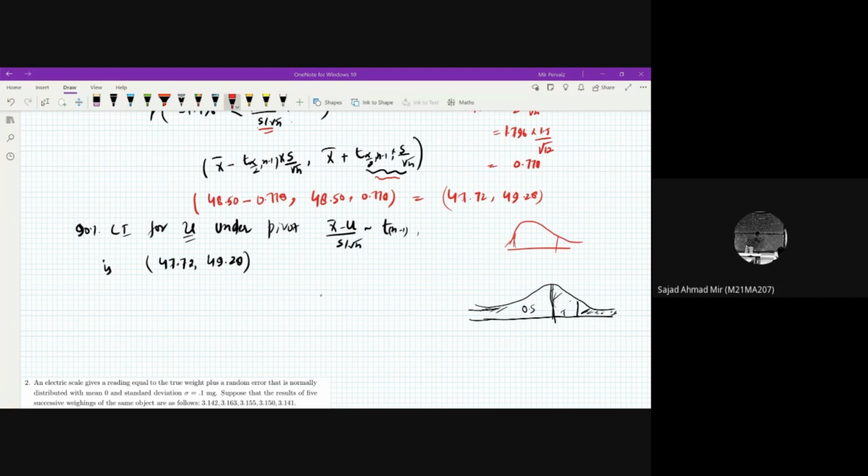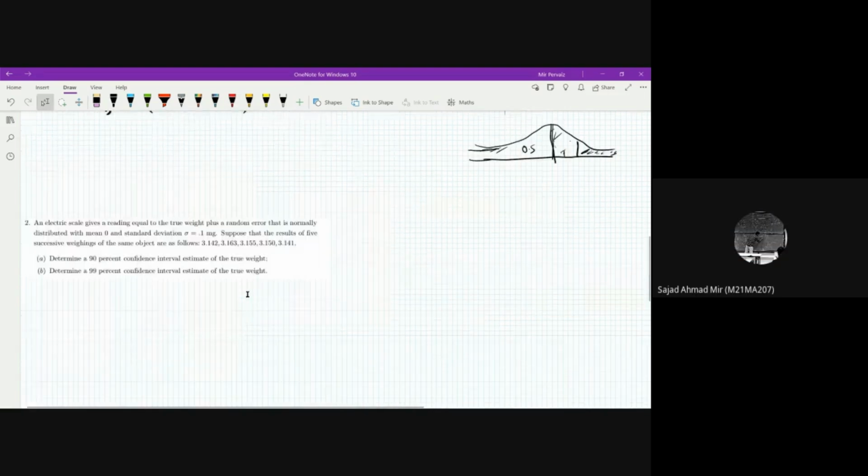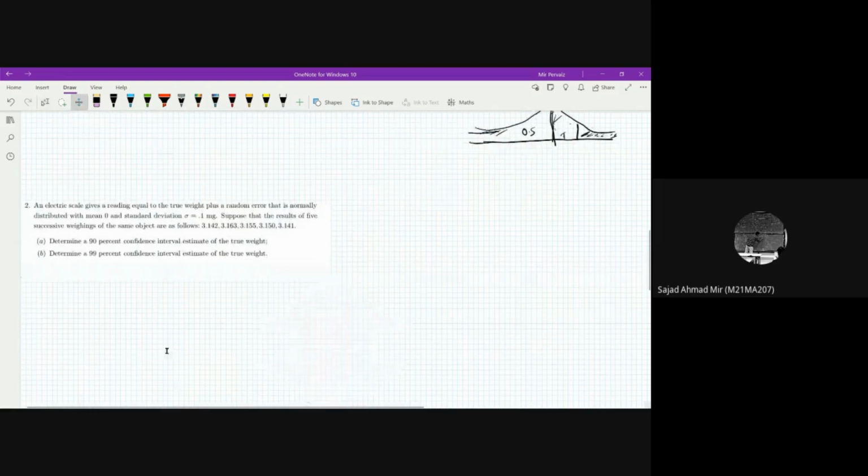Okay, shall we move to the next question? Yes. Okay, so the next question is saying that an electric scale is giving some reading equal to the true weight plus some random error. The electrical machine or some meter is giving true readings, and there is some random noise associated with that. It's giving the weight, and due to some fluctuations, some error gets added to that.